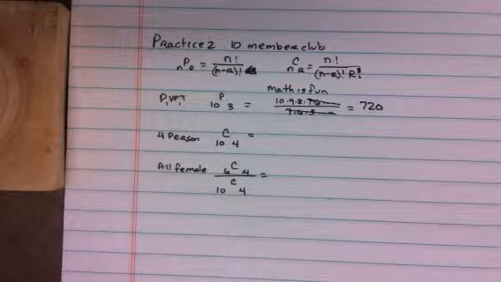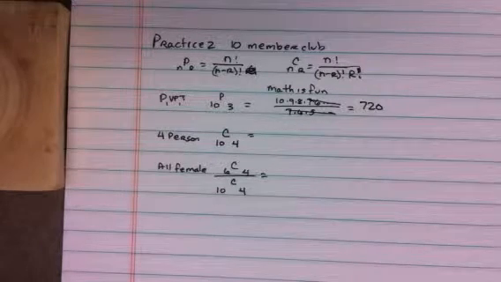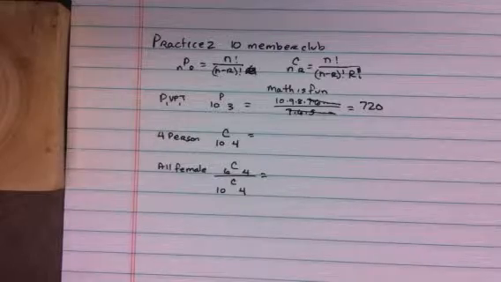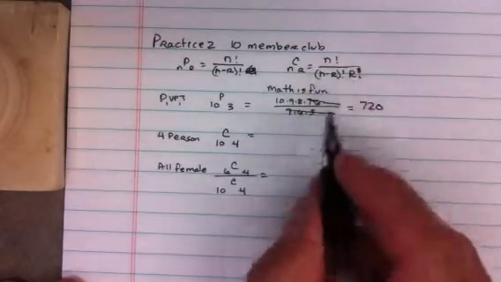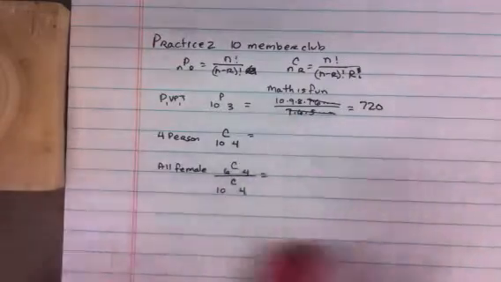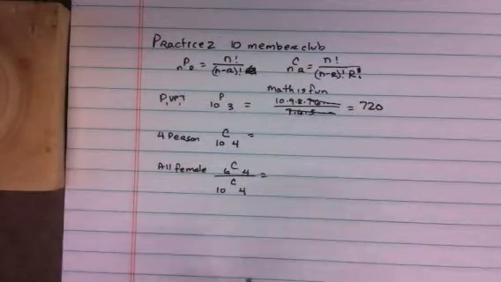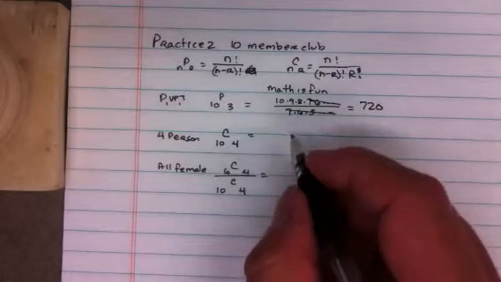The second question is, how many different possibilities for a 4-person subcommittee? Okay, so again, we're using the combination formula here because it doesn't matter if you're the first or the 4th person selected for this committee.